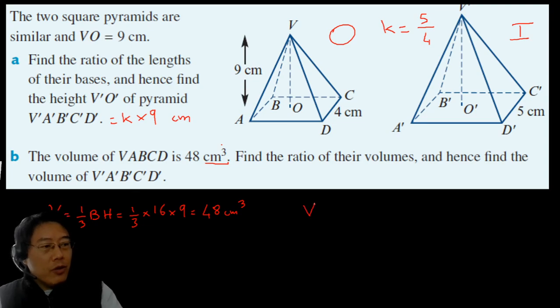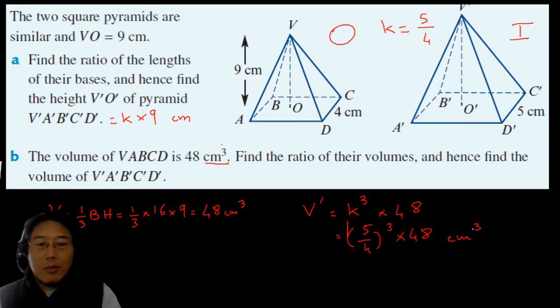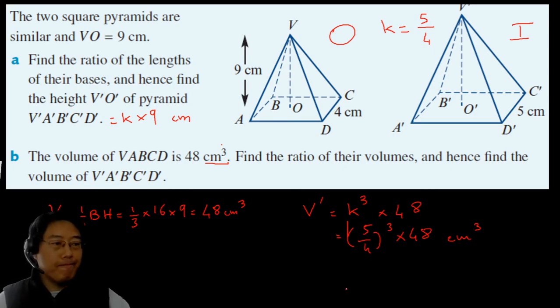To find the volume of the image, it's going to be K. You bring it to a cube, because that's a volume, multiplied by 48. You use your CAS, 5/4 to the power 3 times 48, and your answer will be in cubic centimeters. Okay?